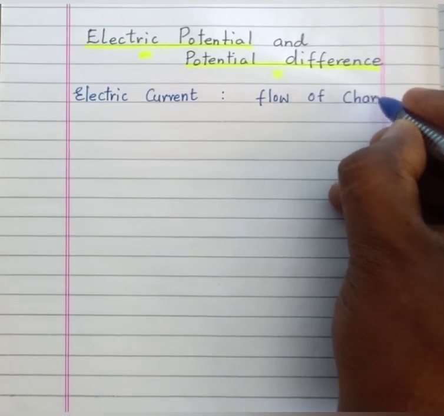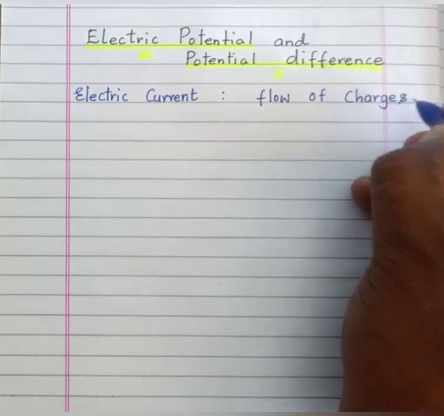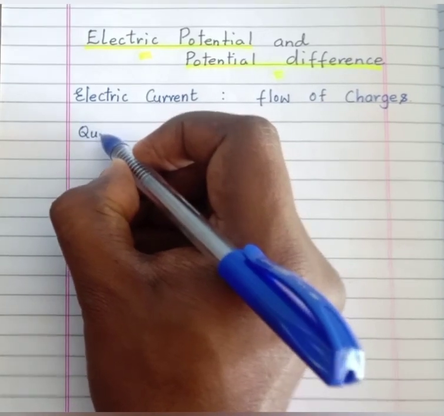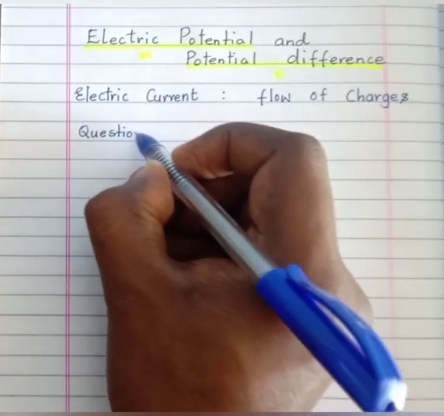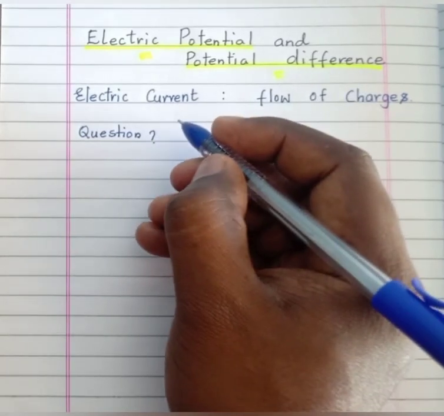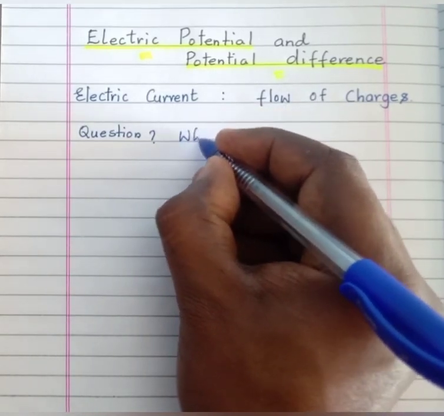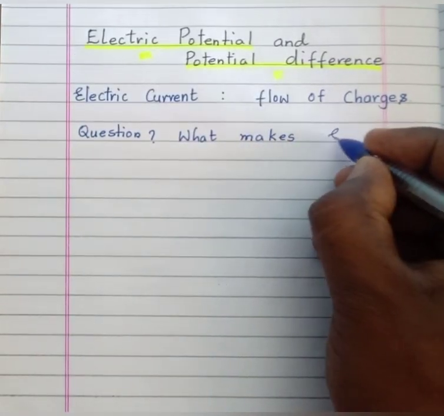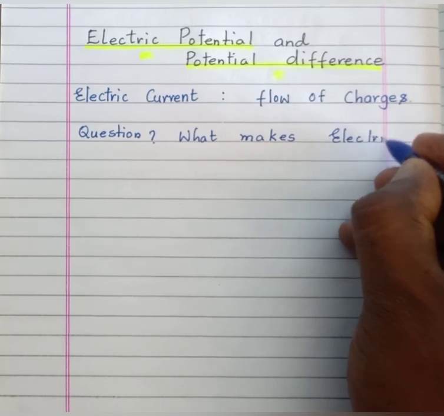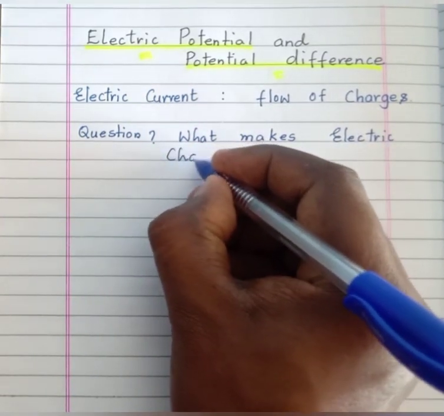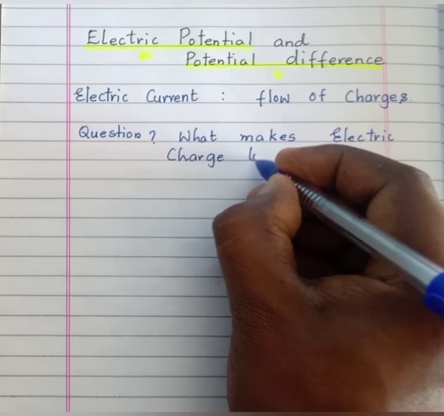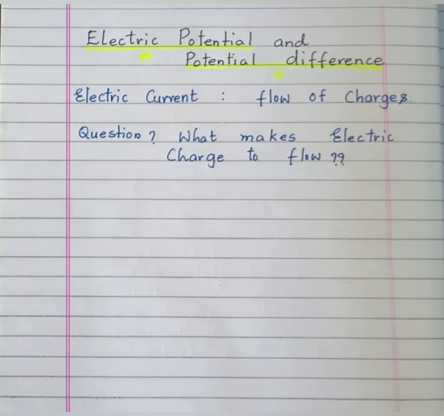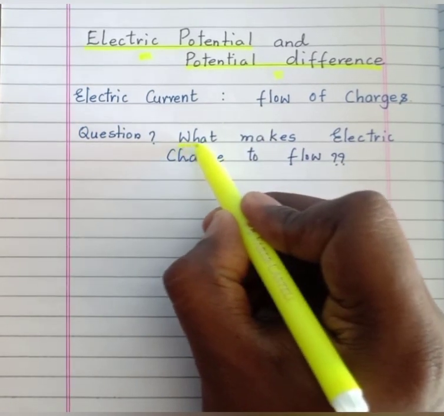Now we have a question, what makes the electric charge flow? Will the charges flow by themselves? Definitely the charges do not flow by themselves. Something makes the electric charges flow. Now what makes the electric charges flow? We will know the answer to this question by studying the concept of electric potential and potential difference.